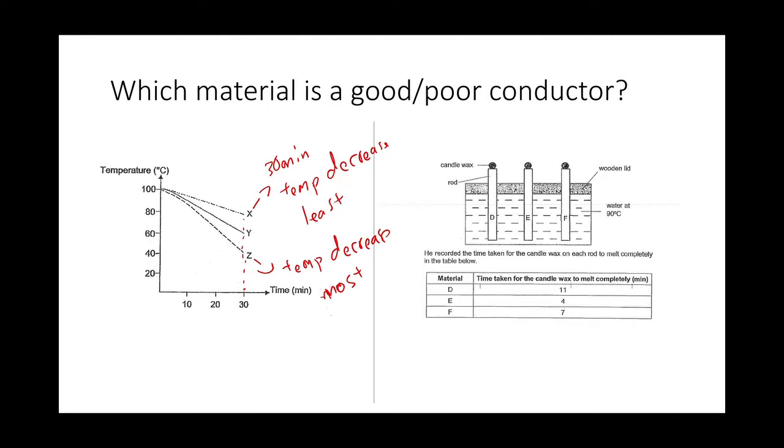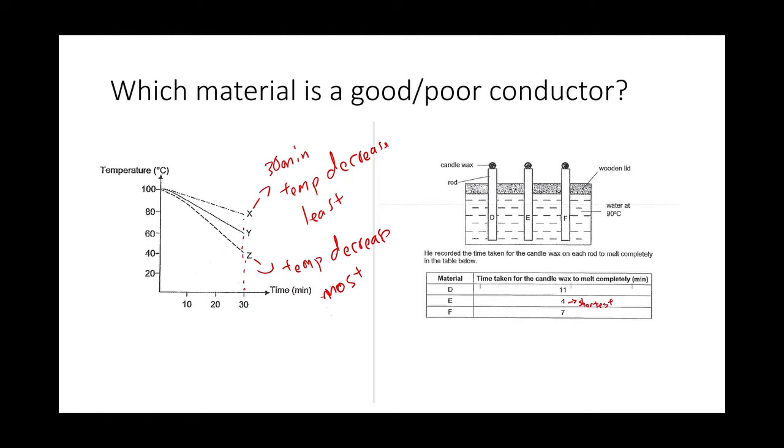Then let's look at the question on the right side. So you have three materials. They tell you that D took the longest time to melt, whereas E took the shortest time to melt. So this one is the shortest time. Remember that. So what does it mean when the wax takes the shortest time to melt?